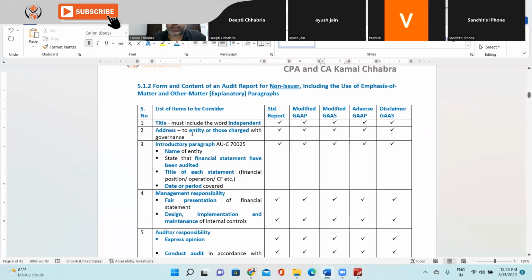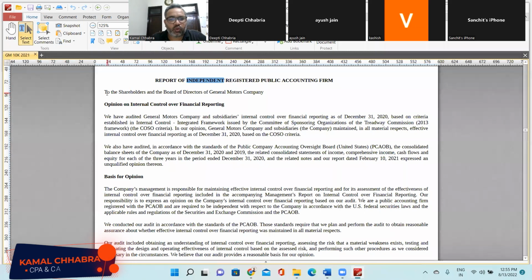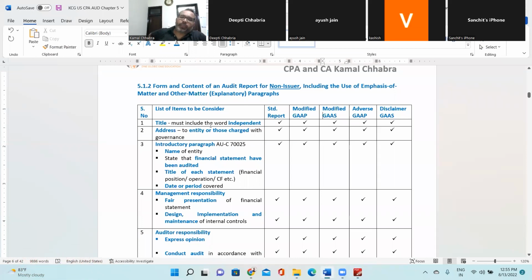Second thing is the address. To whom do you need to address this report? To the shareholders and board of directors. Right? To whom is this being addressed? To the shareholders and the company. Right? For the private company, to those charged with governance. Address it to those charged with governance. Make sense? Yes, sir. Right?